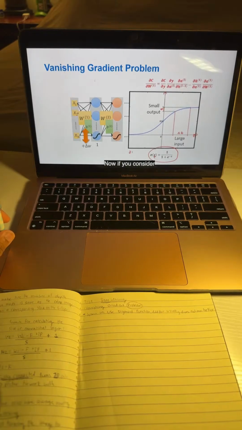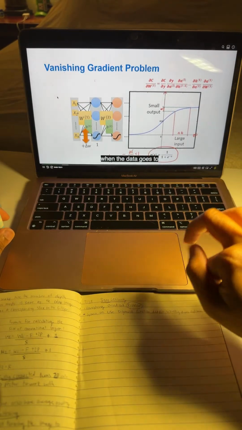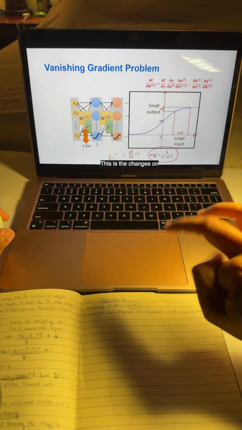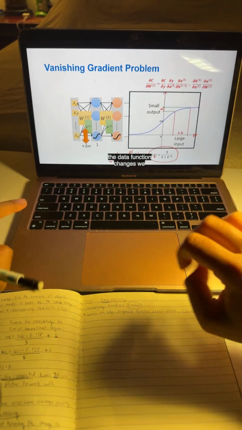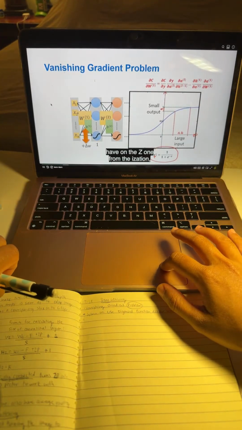So now, if you consider the derivative of the sigmoid function with respect to z, you will find that this one is less than 1, because this is approximately the limit when delta z goes to 0 based on the definition of the derivative. So this is the changes on the sigmoid function over the changes we have on the z.